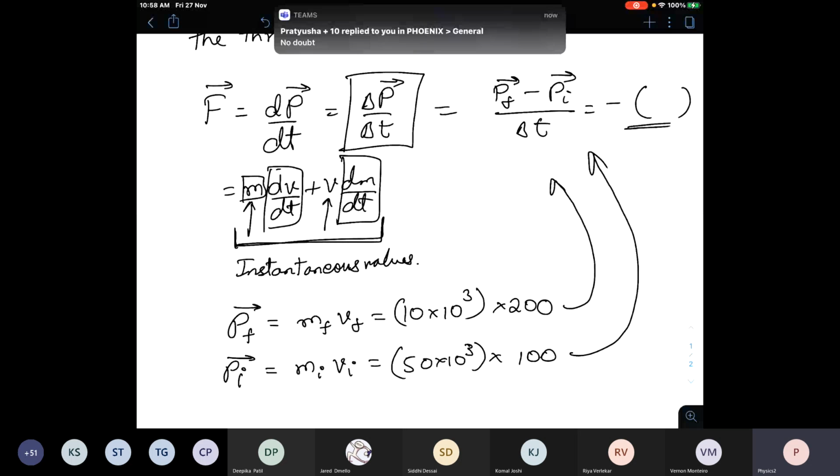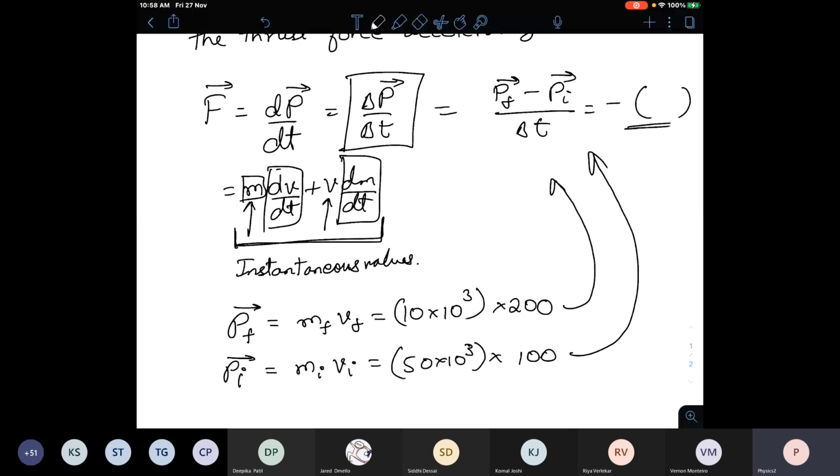So these are the three cases of Newton's second law which you must keep in mind. You have to keep these three cases of the second law in mind, because any one of the cases can be asked to you.